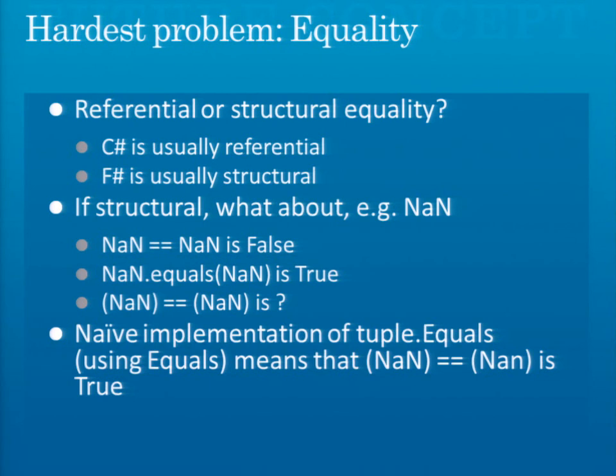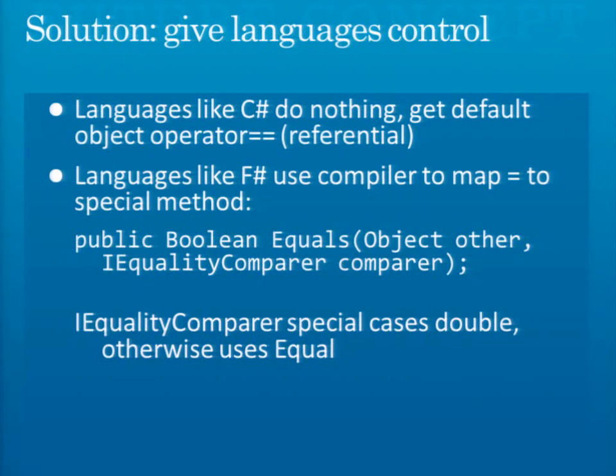But if you do structural equality naively by recursing with .Equals, you're going to get the wrong answer. And so what we did is we gave the languages control. So a language like C# does nothing, and it gets the default object Equals operator, which does the referential equality, which is what it wanted. And a language like F# uses the compiler to map equals to a special method. So we expose this method in the base class libraries that takes an IEqualityComparer overload. And then they can pass in an overload that checks whether the thing is a double, does the right thing for NaNs, and calls Equals for everything else, and get exactly the behavior they want.